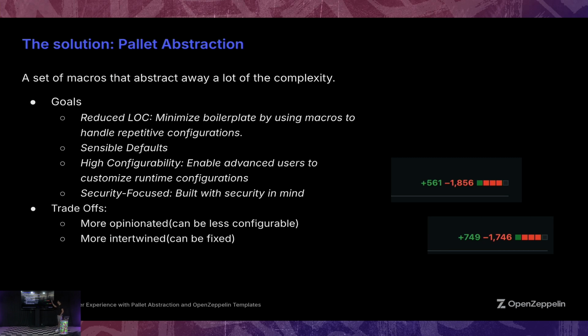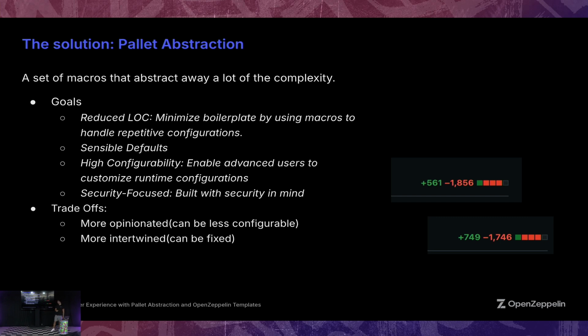OK, so like I said, they are a set of macros. We have both declarative and procedural macros for how to make Pallet Abstraction work. Here are our goals, our North Stars of why we're building this and how we're building this. The first one, of course, is we want to reduce lines of code, right? Both in our templates and in people's end code, we want to make sure that we minimize the amount of boilerplate that developers need to use by using these macros. We want to make sure that they include sensible defaults. We want to make sure that whatever we add as a default is something that makes sense for most teams. You can go ahead and change it if you need, but we want to make sure that we're not giving you anything that is super surprising or something that you don't want or don't expect.